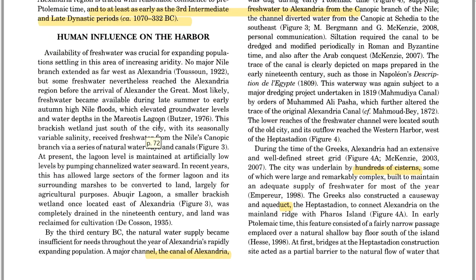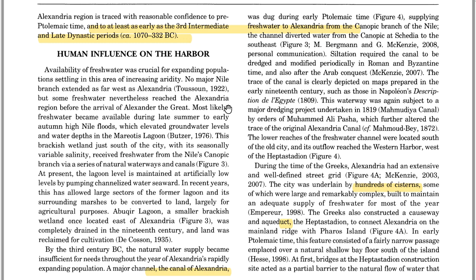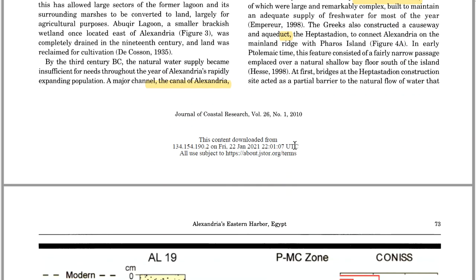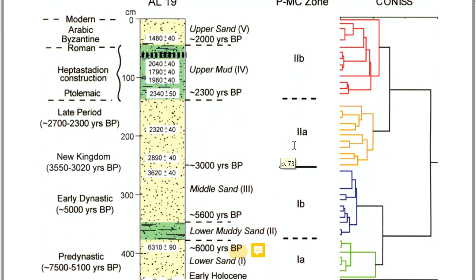Now, the article then talks about the human influence on the harbor, and especially what happens over time. So Alexandria becomes a famous city. Obviously, it's named after Alexander the Great. During that particular time, they talk about water storage, and they built an aqueduct, and so on. Not totally important right now.